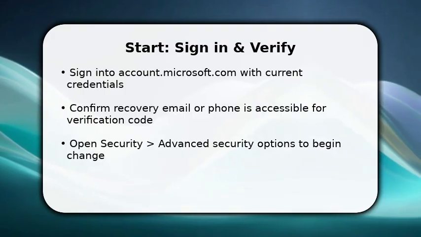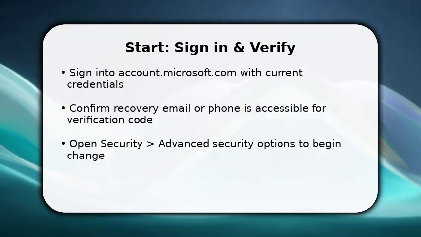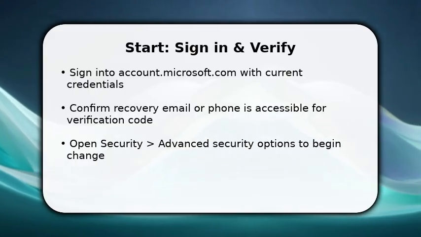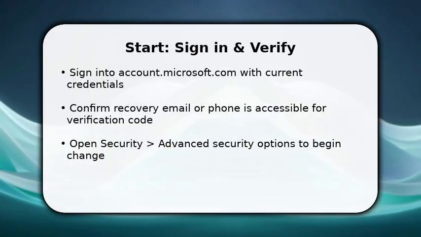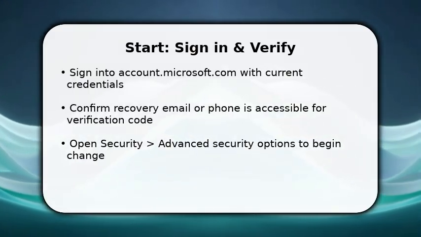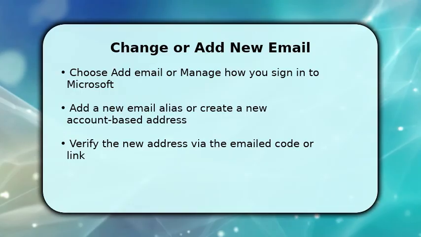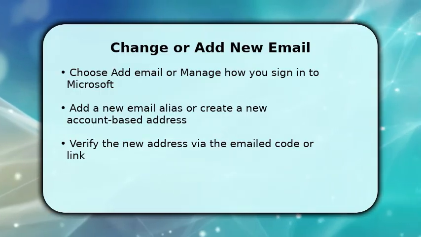This is where email aliases and contact addresses are managed. Follow prompts to reach the identity verification step, because without that confirmation, you cannot alter primary contact information. Next, select Manage how you sign into Microsoft and choose Add Email. This creates a new alias you can set as primary.